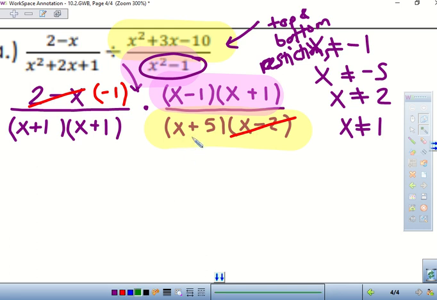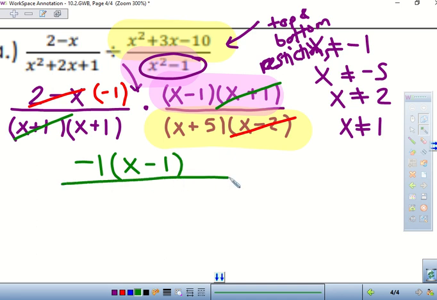What else can I cancel out? X plus 1. The x plus 1. Okay? And that's it. So I'm left with -1 times this all over this. Any questions about that? And that's our final answer.